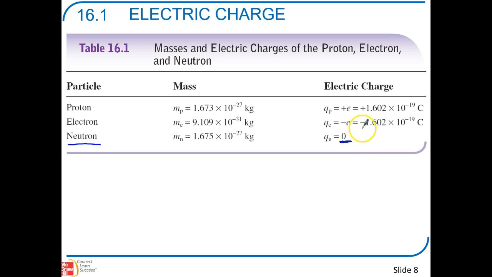The electron has a negative 1.602 times 10 to the negative 19th coulomb charge, and a proton is positive 1.602 times 10 to the negative 19th. So here's that elementary charge symbol again, but notice now we've put a direction on these, and we've said they're either positive or negative based on whether they're a proton or electron.